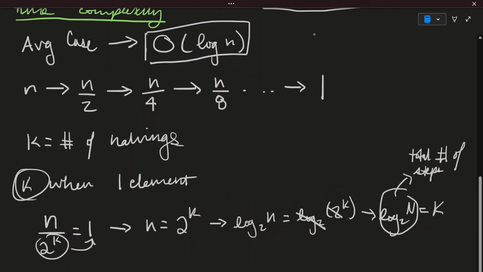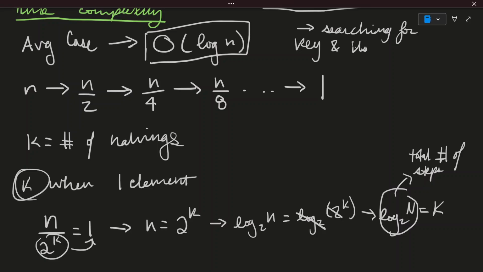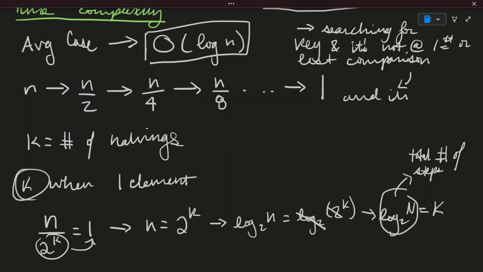And when would the average case be? I don't know. It's basically just searching for a key and it's not at the first or last comparison. I think that's the best way to describe that. And it's also in the array.